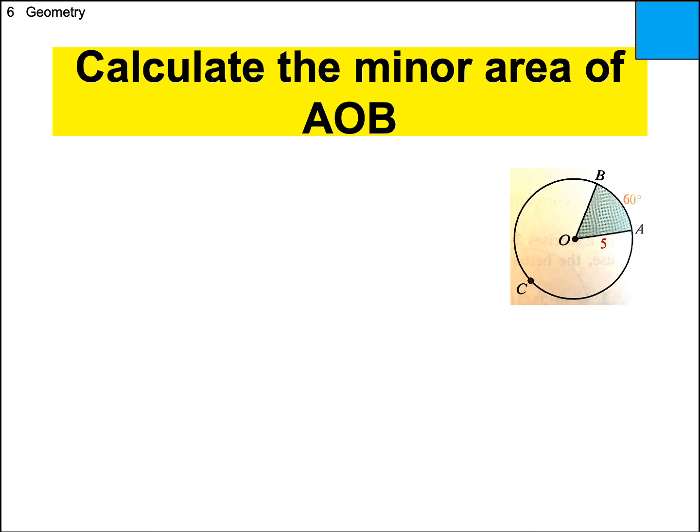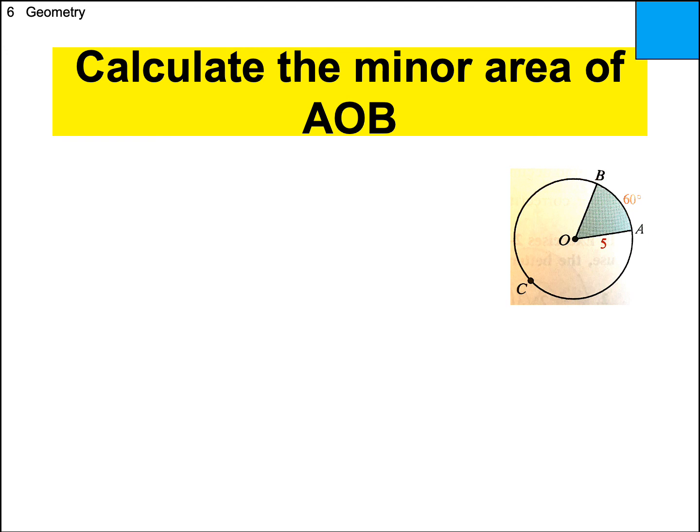All right, so we'll do just a couple quick examples here. It says calculate the minor area of AOB. Why did they have to say the minor area? Because remember, if you say AOB, it could be that larger portion of the circle as well. So that's why they either say the major or the minor there.